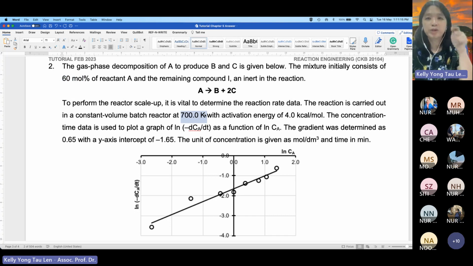Okay, so soalan ni beritahu temperature kita. Temperature reaction kita 700 Kelvin. Activation energy 4 kilocalorie per mole. So saya tahu EA 4,000 calorie per mole. Saya tahu temperature saya 700 Kelvin.